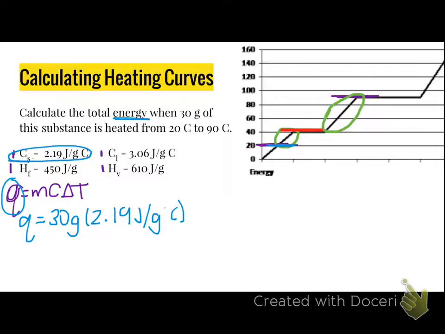And then my delta T. Well, we said it's not going to be 70, but look where I'm going from. I'm starting at 20, and I have to go until my melting point, which is at 40. So my delta T becomes 40 degrees, and that's going to be 40 degrees C. So let's type this in the calculator. 30 times 2.19 times 40.